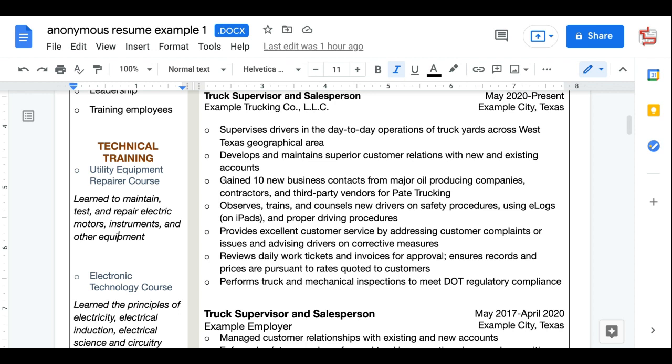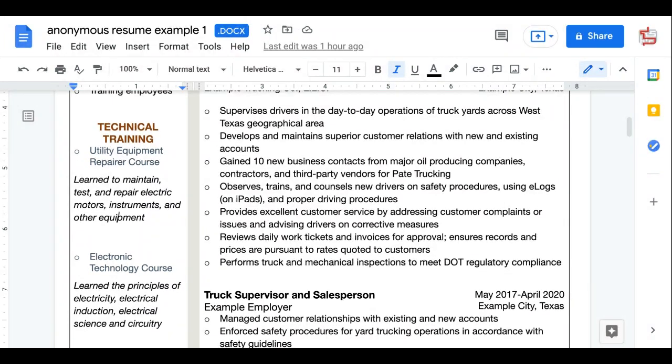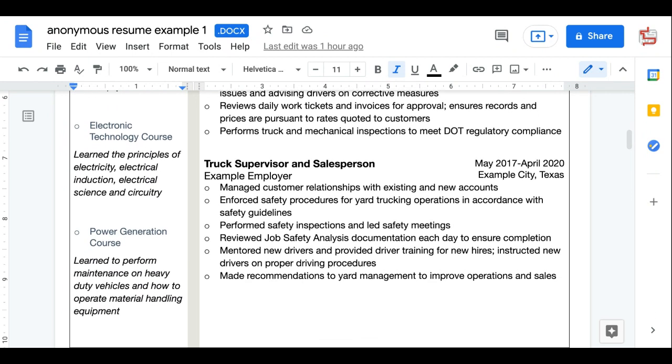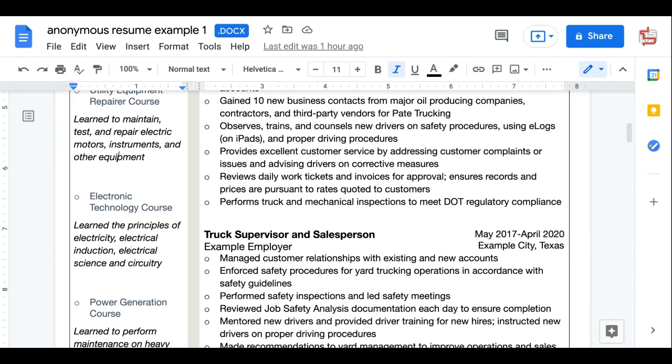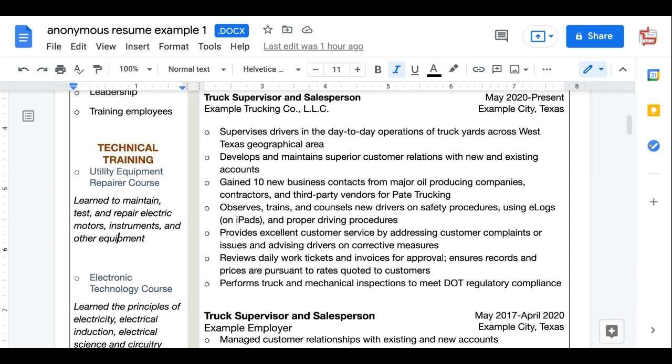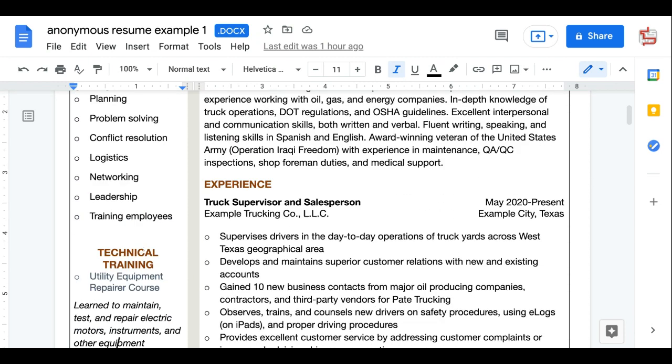Since they didn't have a degree to list, this was my way to work around that and show that they did have training that was beyond just going to high school. So I listed those three. They had the power generation course, the electronic technology course, and the utility equipment repair course.